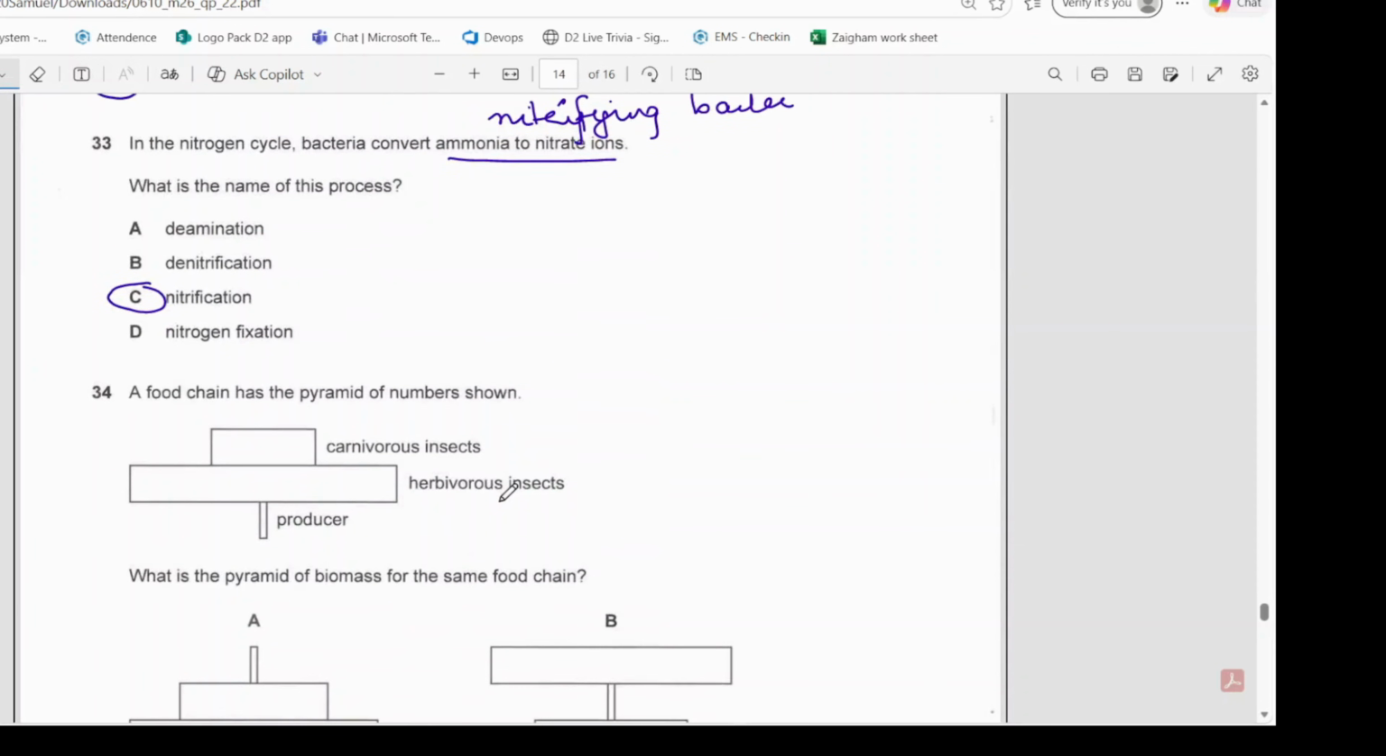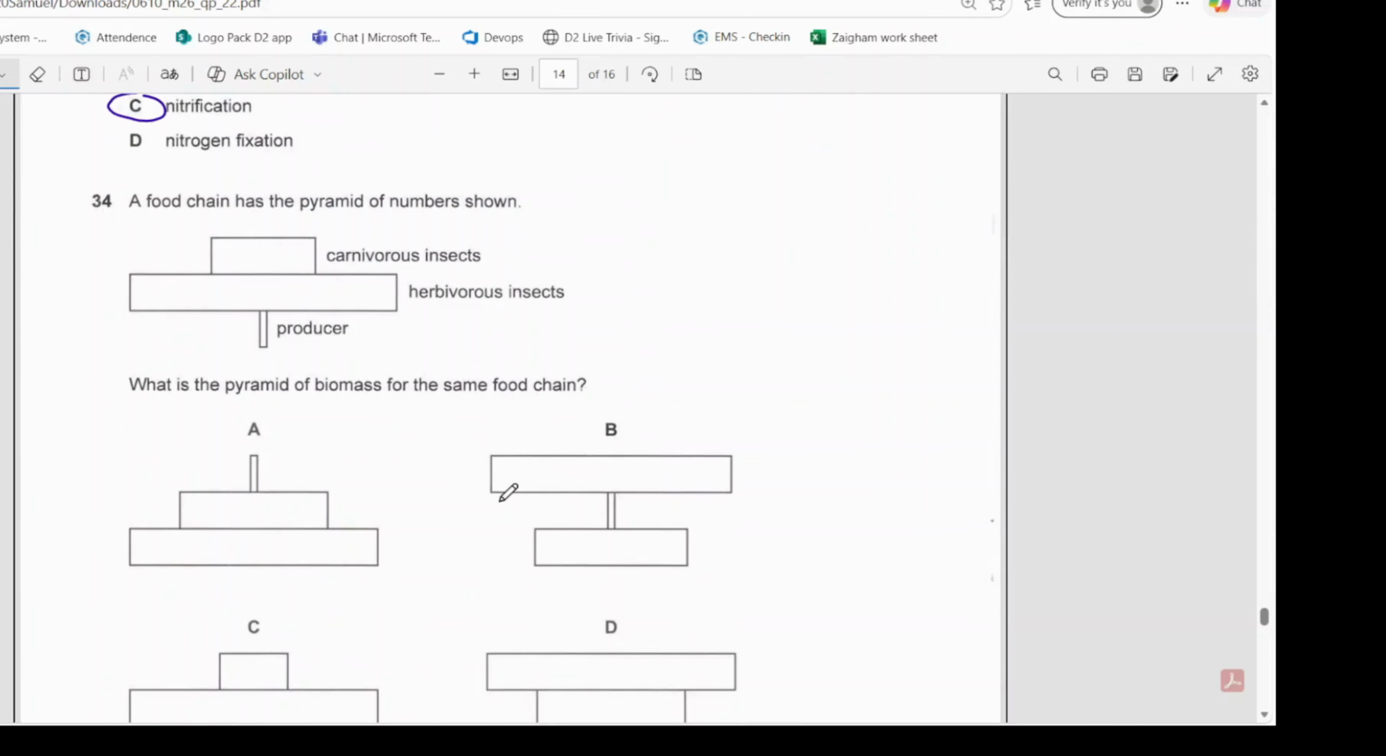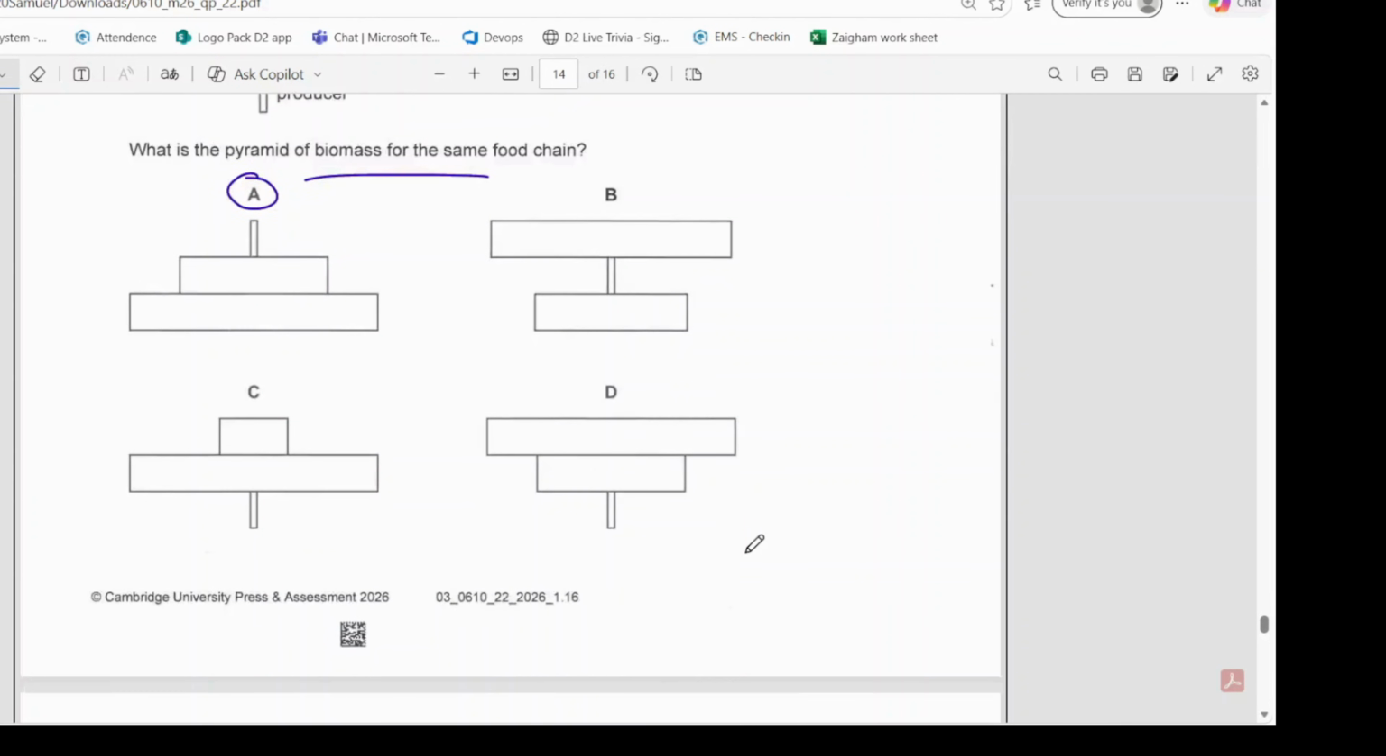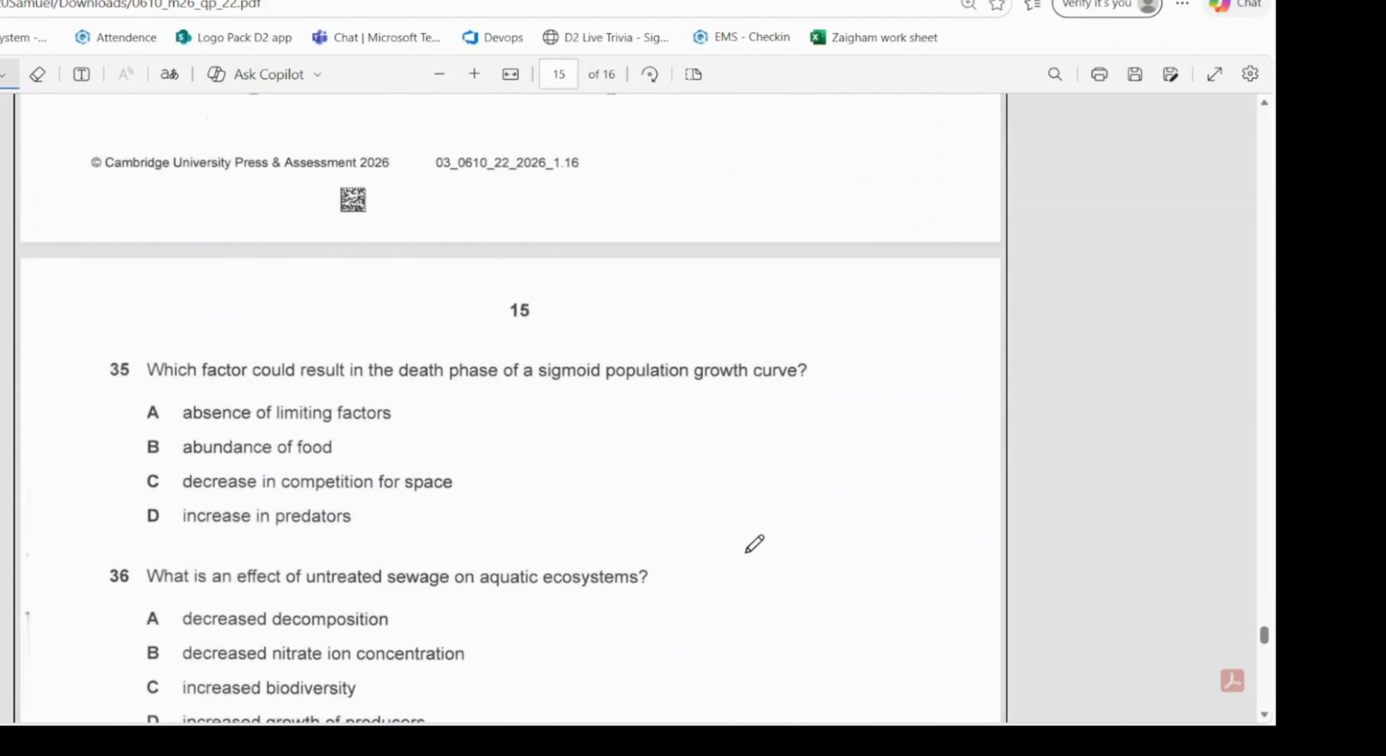A food chain has a pyramid of numbers. What is the pyramid for biomass? This you must know now. The biomass is simple. Okay, wait, let me show you the other. Yeah, it's A. In biomass, the producers are always highest and the tertiary, or the last consumer, is always lowest.